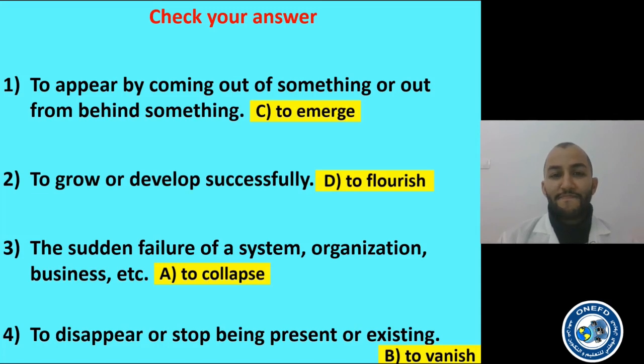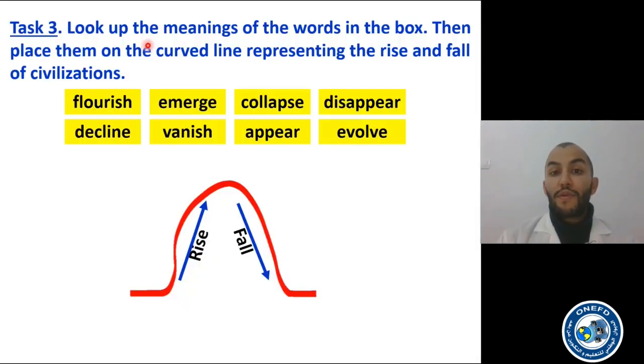Now let's move on. Task number three. Look up the meaning of the words in the box. Then place them on the curve. You know, this is the curve. Yeah. So here you're going to place the words on the curved line representing the rise and fall. You know, the rise and then fall of civilizations.